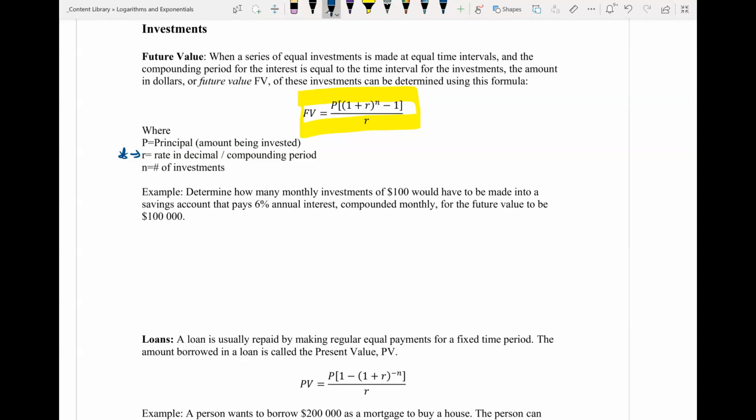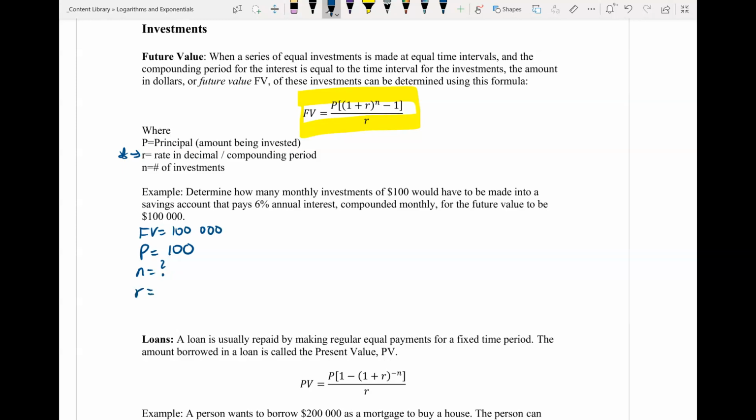Determine how many monthly investments of $100 would have to be made into a savings account that pays 6% annual interest compounded monthly for the future value to be $100,000. So our future value is $100,000. The amount that's being invested is $100. We want to know what N is. This is asking for how many monthly investments, so we want to know the number of investments.